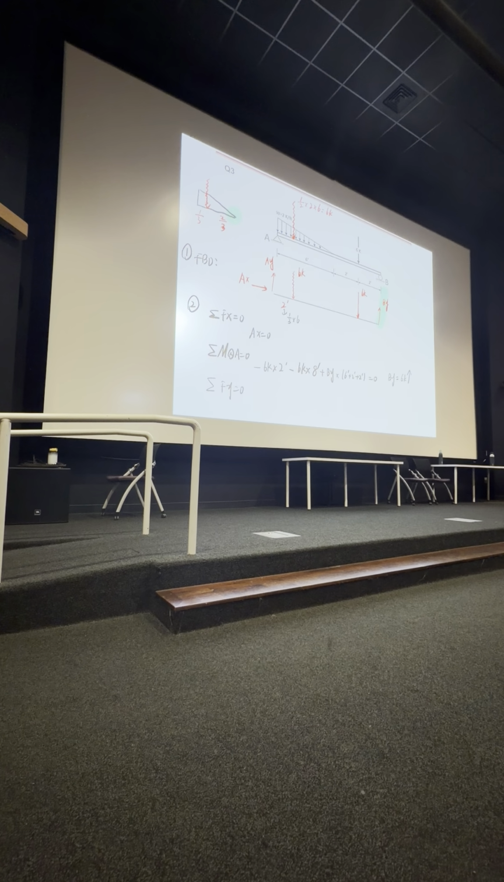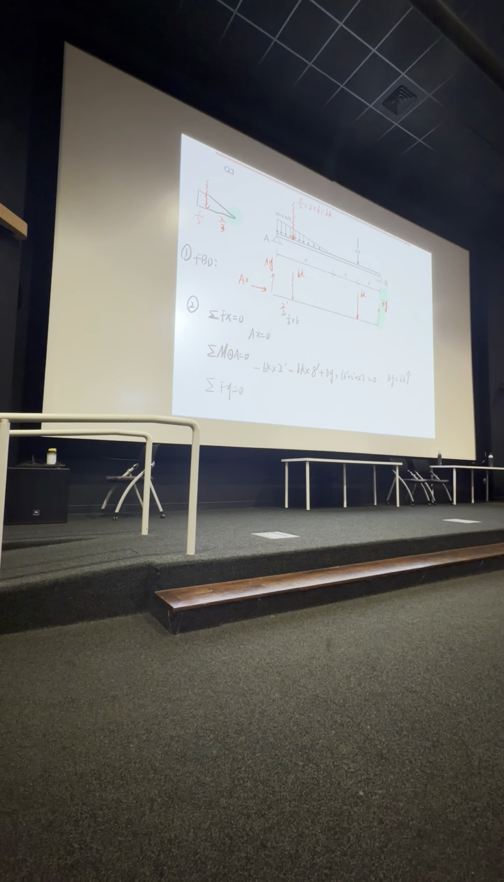Finally, you got sigma Fy equal to 0. Which forces are in the y direction? You have AY going upwards, you have 6K going down, you got another 6K going down, and you got BY, which we already got above. So plug that number into our third equation, equal to 0, so AY equals 6K going up.